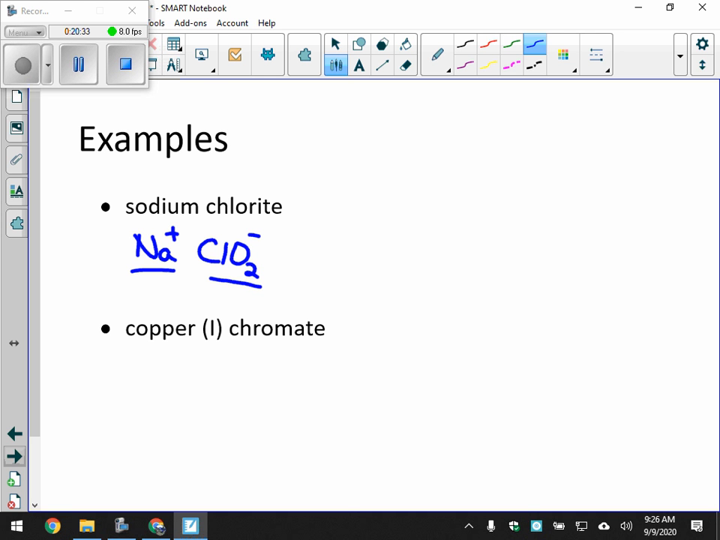So we can swap and drop. That one will come over, we don't write it. This one comes over, we don't write it. So we get NaClO2, yes? That one Na is going to lose 1. That ClO2 is going to gain 1. Yes. Good. Okay.